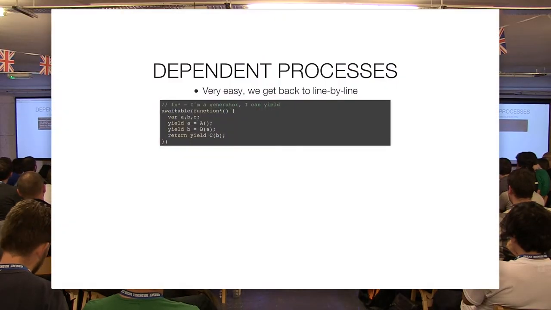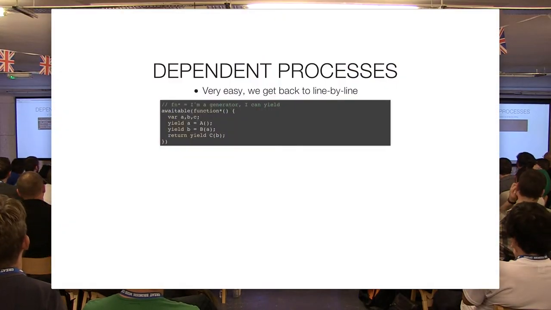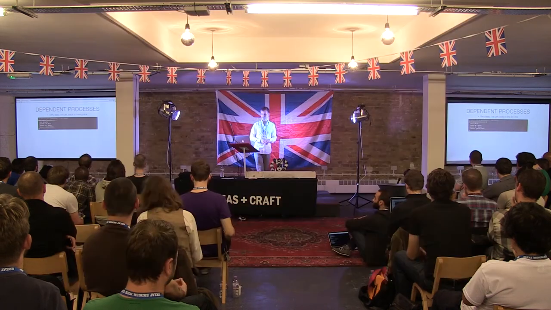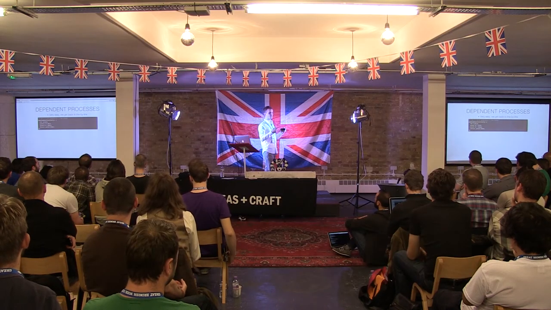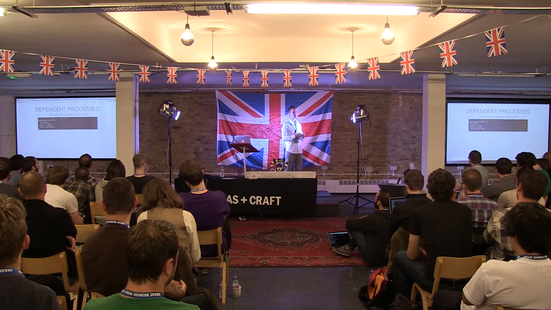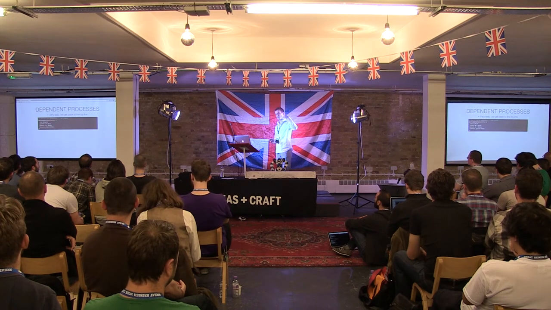So if we use this code, we can see that we can do our dependent processes, so the A and the B. You can see here we're not doing them at once. They're dependent, so it's like a chain. So if we want to do the first thing first and the second thing second, we can just do that. Looks completely the same as synchronous code plus the yield keyword.